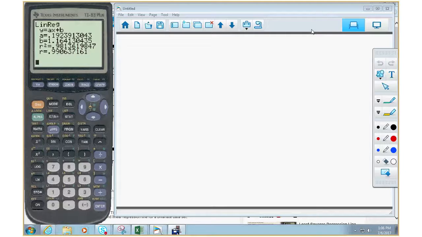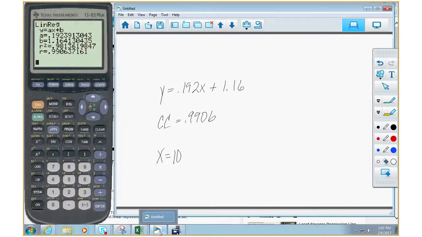So here, you type in the information, and this is what you would write on your test. You would write y is equal to 0.192x plus 1.16, and you write down the correlation coefficient is equal to 0.9906, whatever it says to round to. They might give you a point. They might say, what is the prediction for x is equal to 10? Or x is equal to 100?